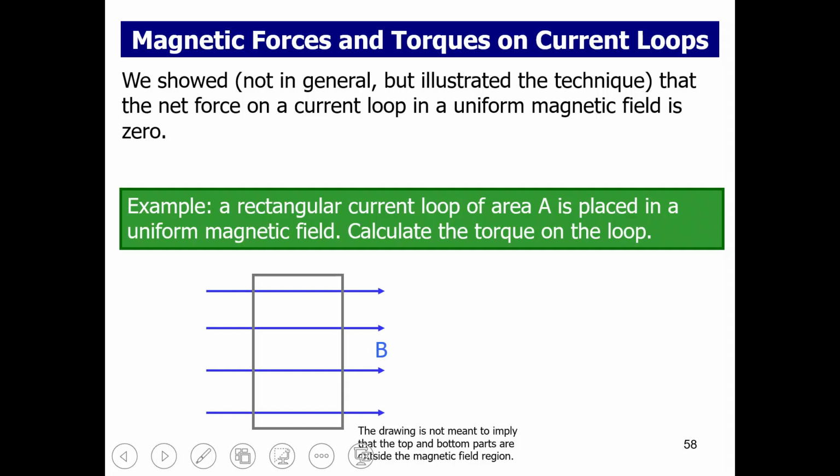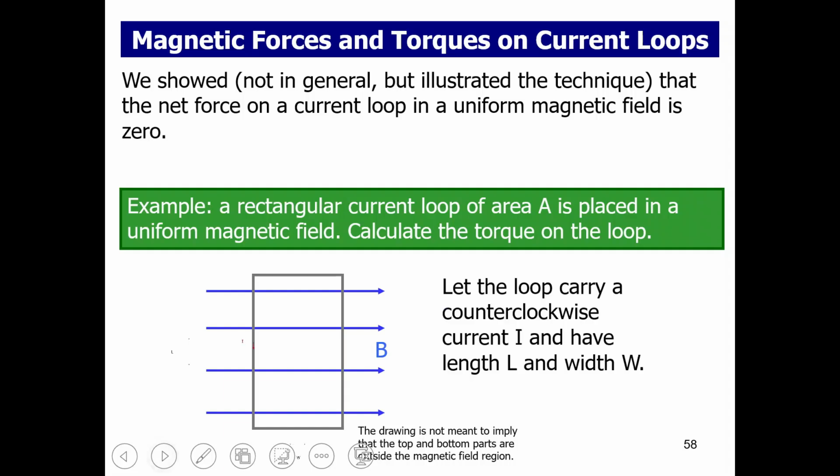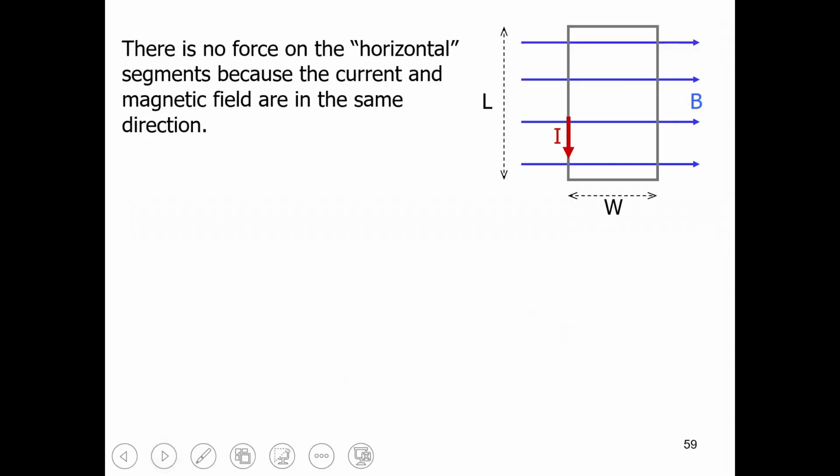And what we can do is figure out what's going on with the torque. So we're going to assume that there is a counterclockwise current going through this wire, and that one side has a length of L and the other side has a width of W. If we break this into pieces, we can see that there is no force on the horizontal segments. Those are these segments right here.